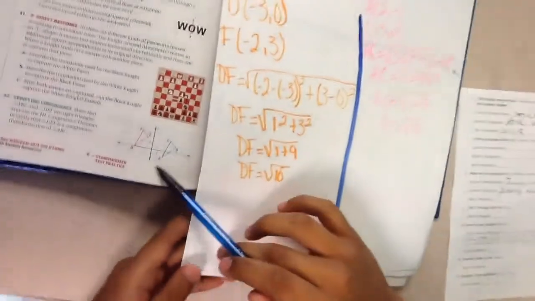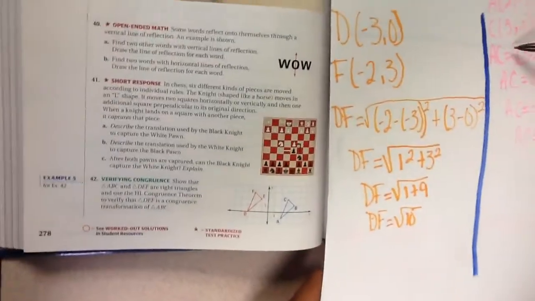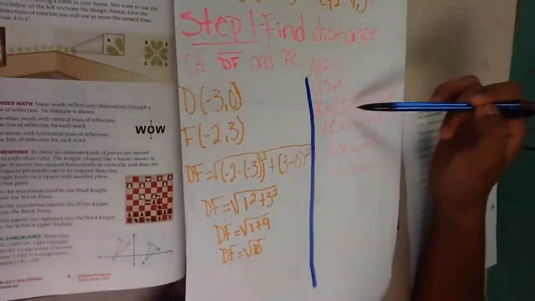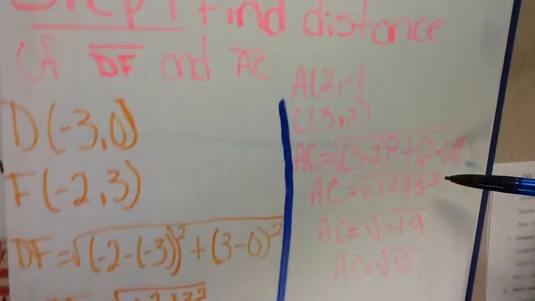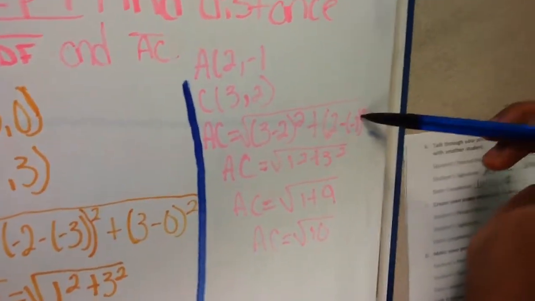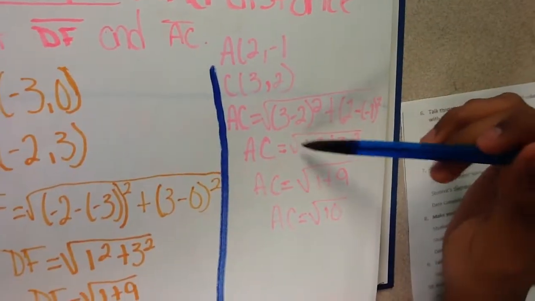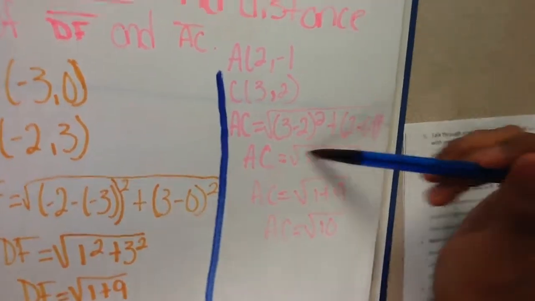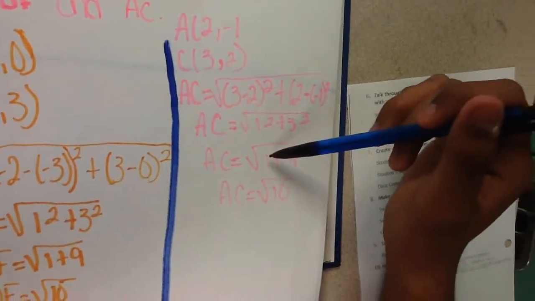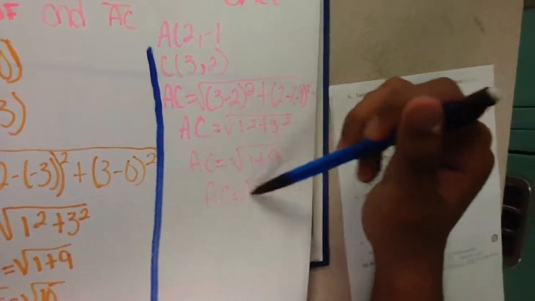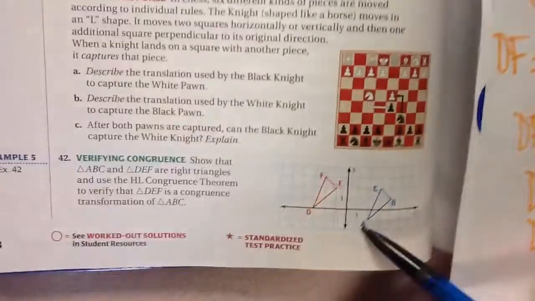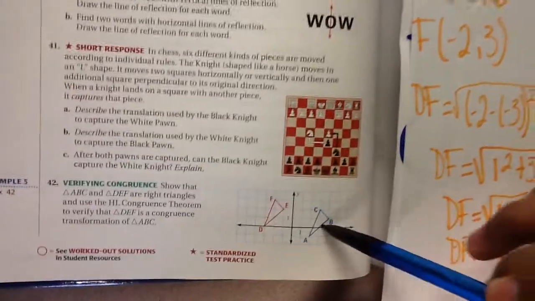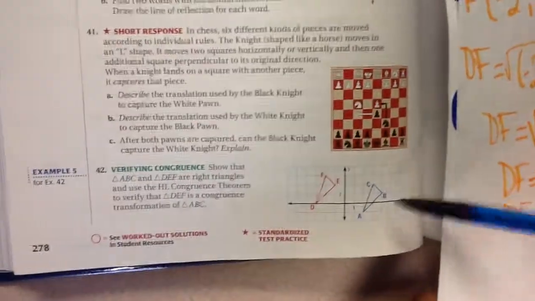Now I have to do the line of AC. You plug it in the distance formula, and you get 3 minus 2 squared plus 2 minus -1 squared. And you solve it, then you get the square root of 1 squared plus 3 squared. Then you solve it again, then you get the square root of 1 plus 9. Then you add that, and you get the same, square root of 10. So line DF and line AC are congruent. Now you have to find the lines FE and CB and see if they're congruent too.